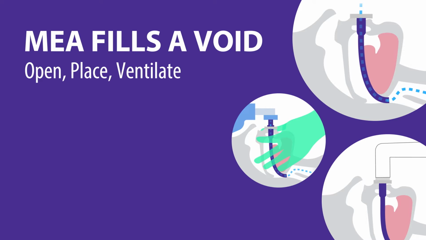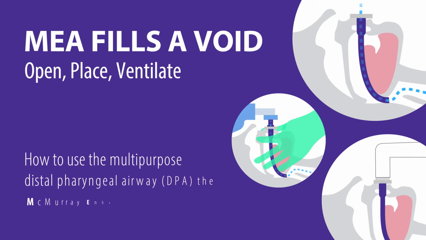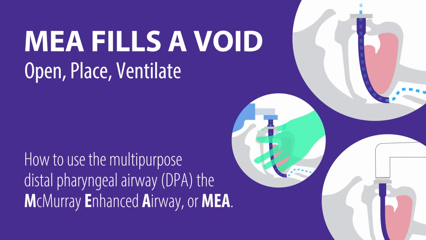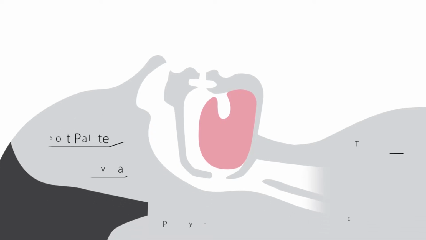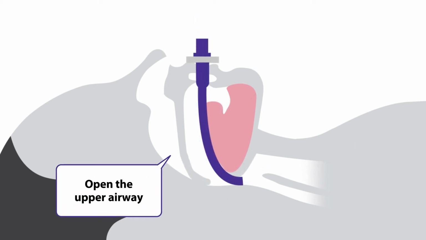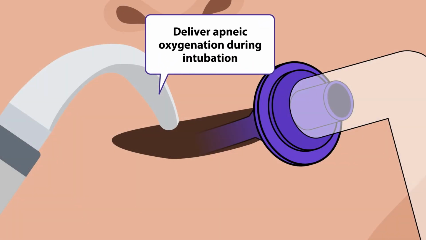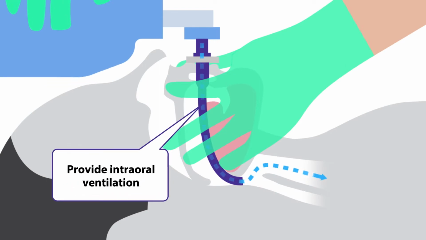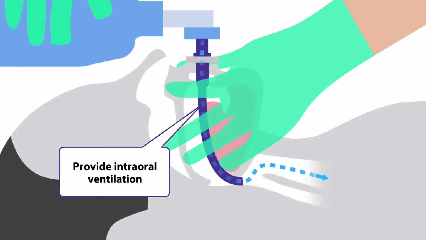This video will provide an overview on how to use the multipurpose distal pharyngeal airway, the McMurray Enhanced Airway, or MEA. The MEA is used by clinicians to perform 3 airway management functions. 1. Open the upper airway. 2. Deliver apneic oxygenation during intubation. And 3. Provide intraoral positive pressure ventilation.